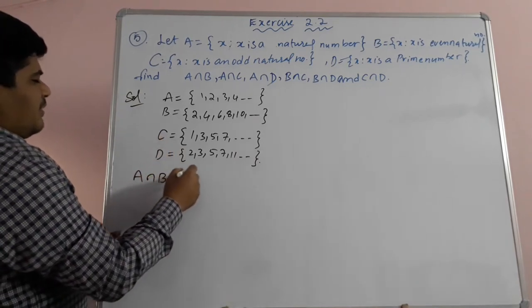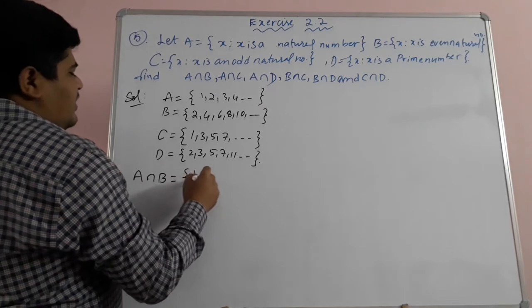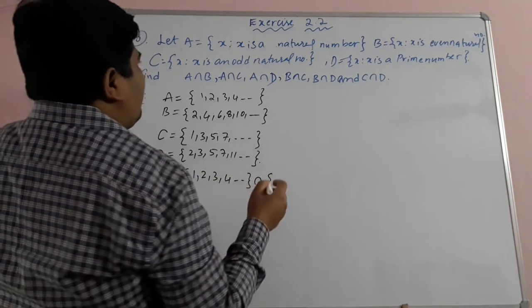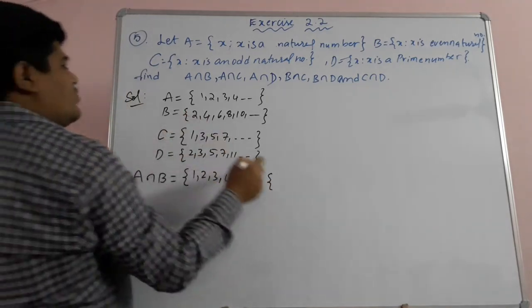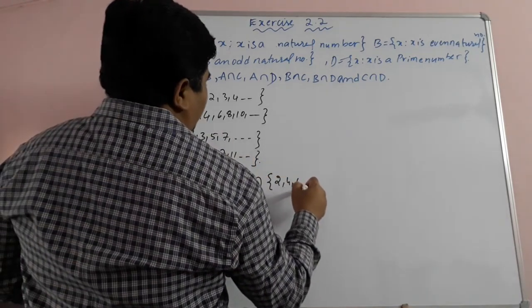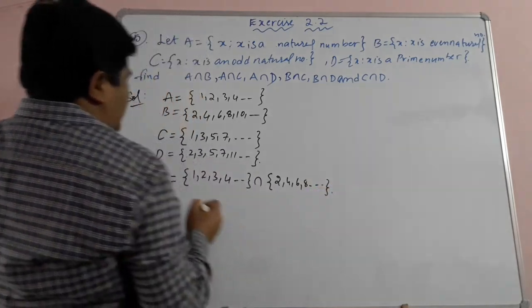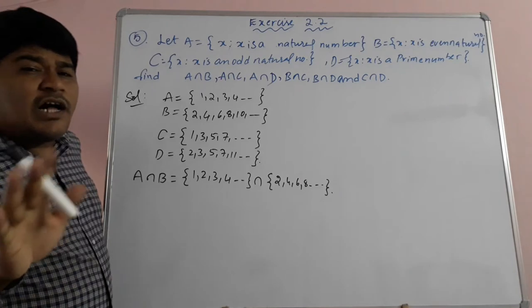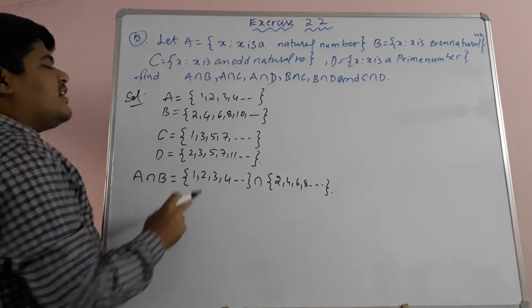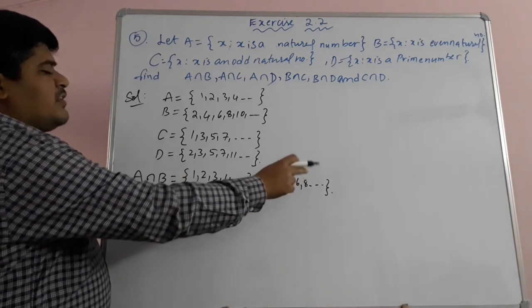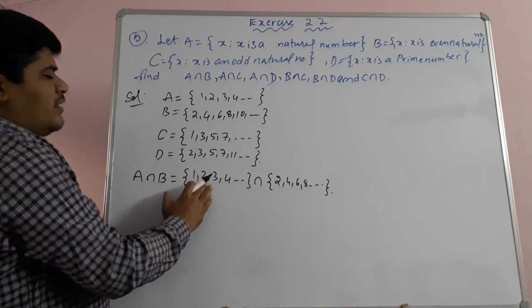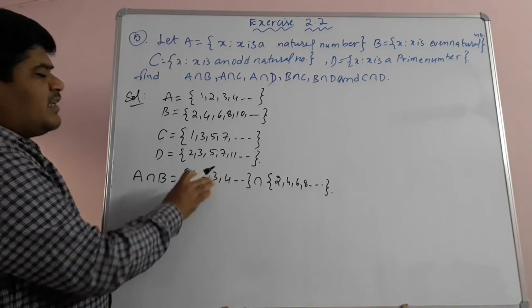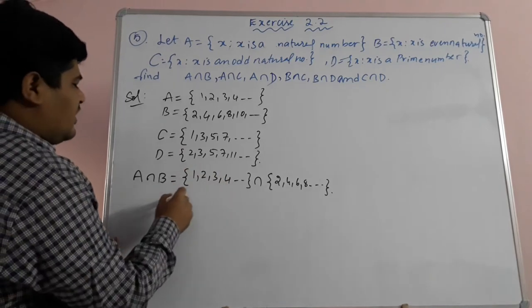A intersection B. Write set A, children. What is set A? 1, 2, 3, 4, and so on. Intersection B means what, children? That is the even natural numbers: 2, 4, 6, 8, and so on. So children, intersection means we take only the common elements. In 1, 2, 3, 4, and so on, all numbers are there, even and odd. So just write the common elements, children.